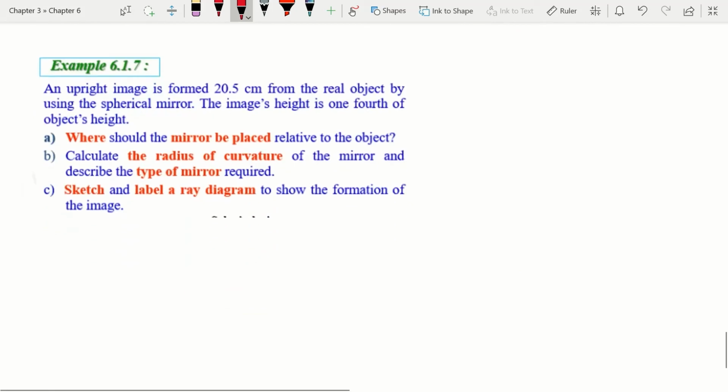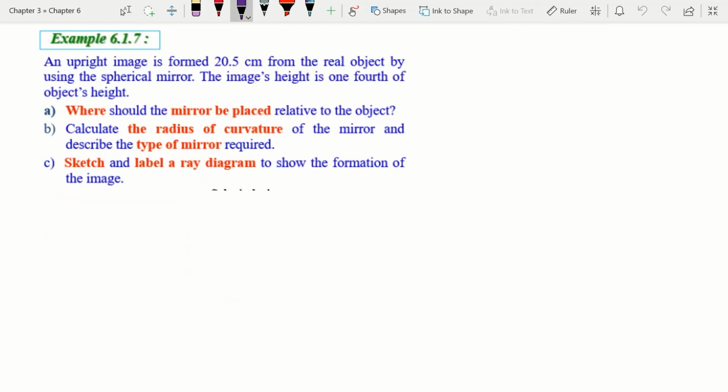Okay, now the last question. Upright image. First of all, I would like you to highlight that the upright image is 20.5 centimeter from the real object. When you say upright image, remember, for example, this is your mirror, this is the front of the mirror and this is the back of the mirror. So we know we use the RIVER technique. So upright is always from behind the mirror, the back of the mirror.